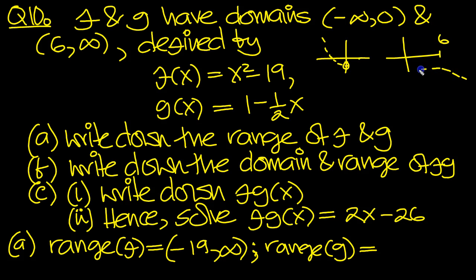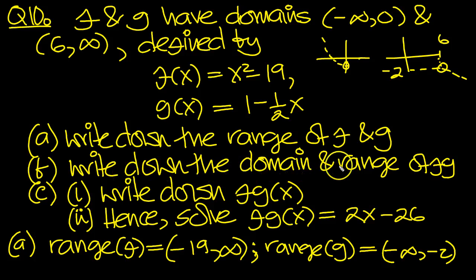So that value here is going to be, when you put 6 in here, 1 minus 6 over 2, which is 1 minus 3, is minus 2. It doesn't touch 6, so it doesn't touch minus 2. So the range of g will be all these y values here, from minus infinity up to minus 2, by inspection of the sketch we've just done. So that's the range of f and g.